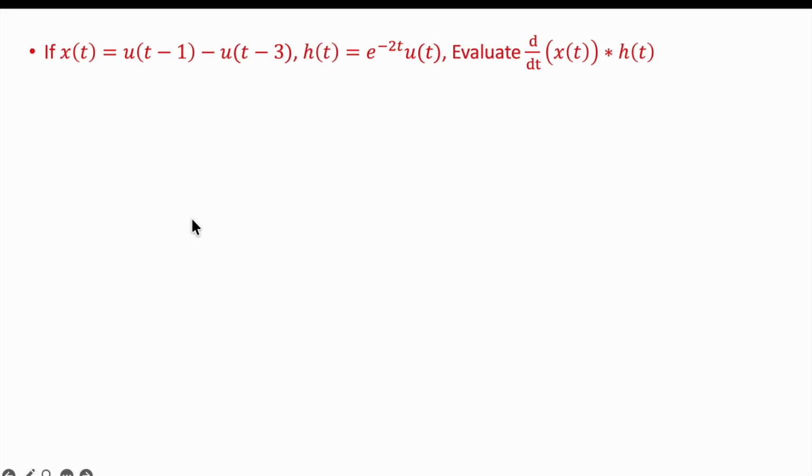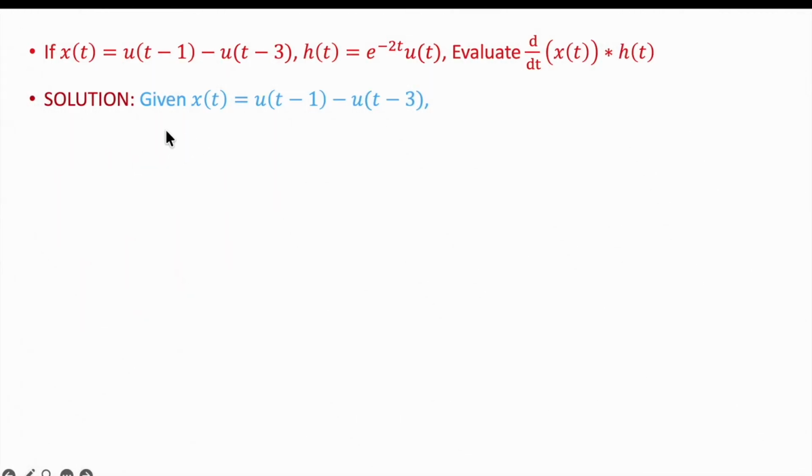Second example is that if x(t) is equal to u(t-1) minus u(t-3) and h(t) is equal to e^(-2t) u(t), then you need to evaluate the derivative of the x(t) and then take the convolution with the h(t).